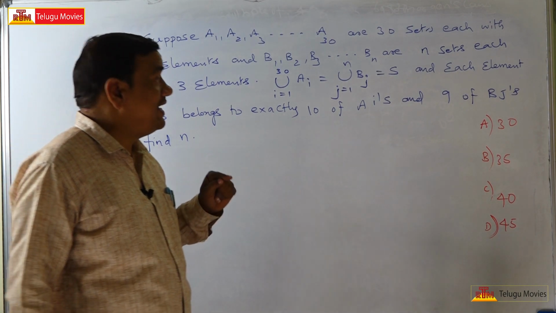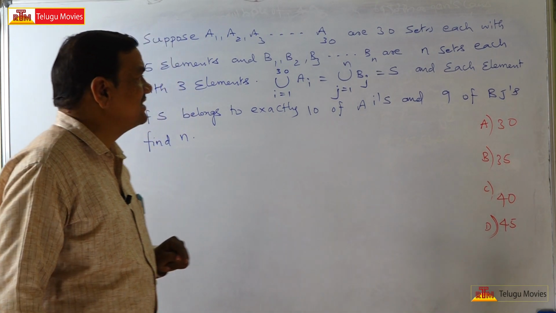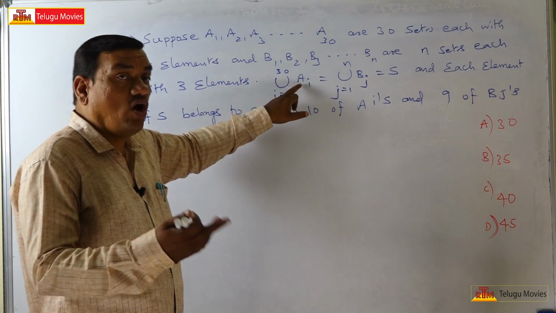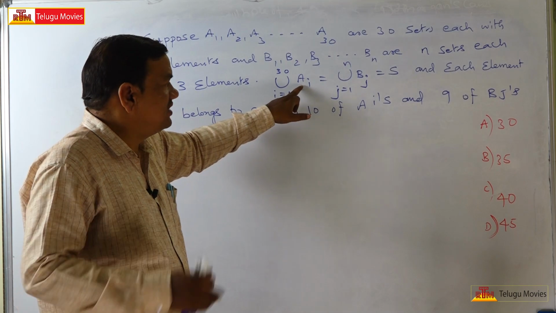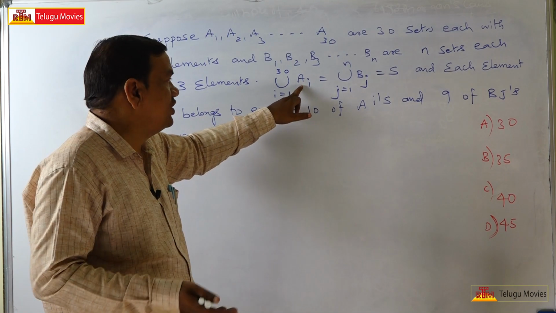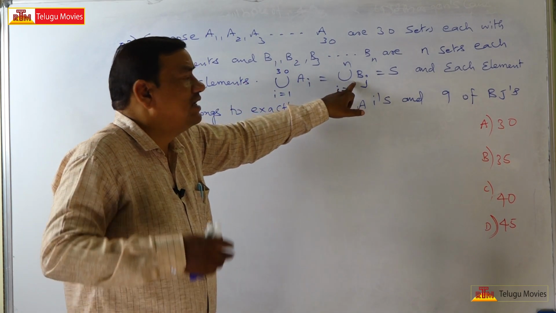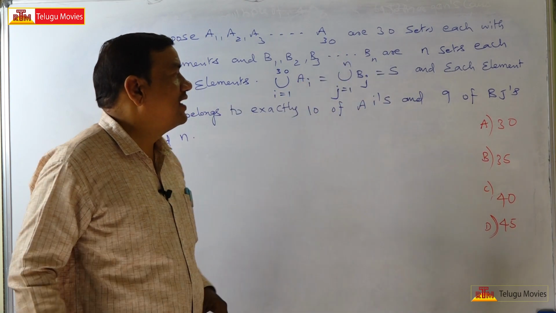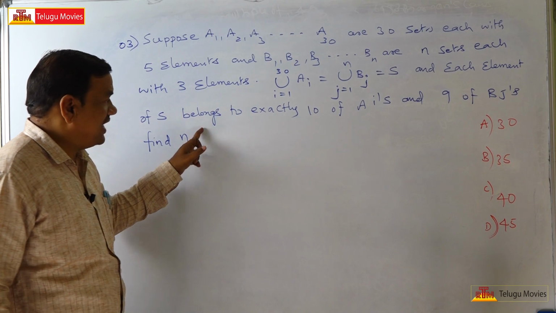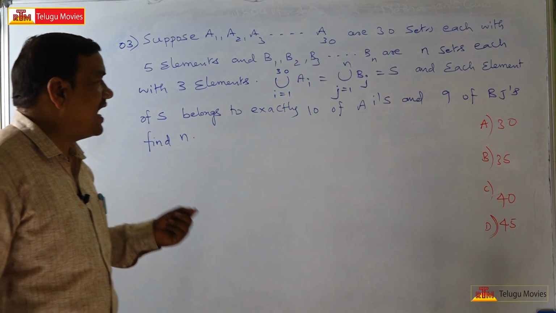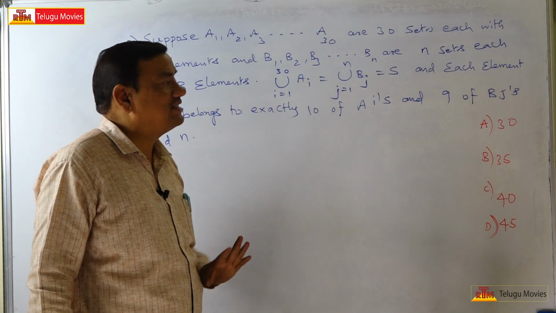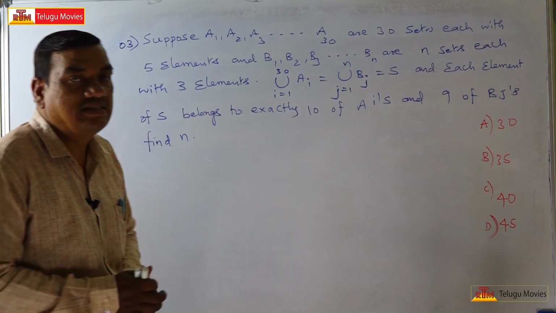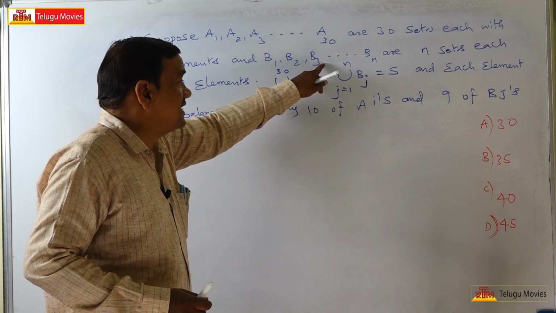and so on Bn are n sets, each with 3 elements. The union of all 30 sets of A, that means A1 union A2 union A3 and so on up to A30, is the same as B1 union B2 union B3 and so on Bn. Each element of S belongs to exactly 10 of the Ai's and 9 of the Bj's. Then find the number of sets of B.